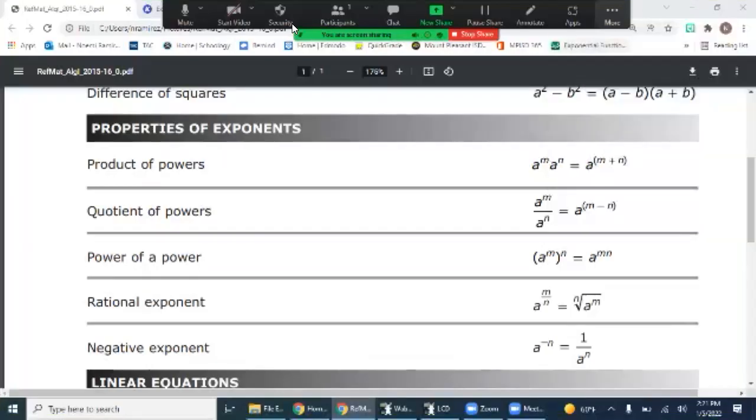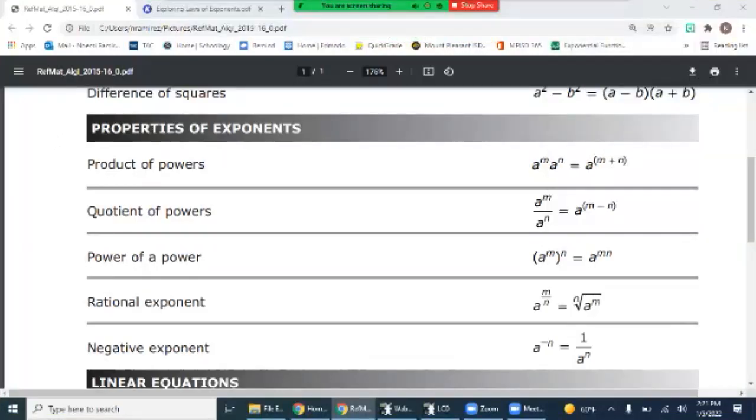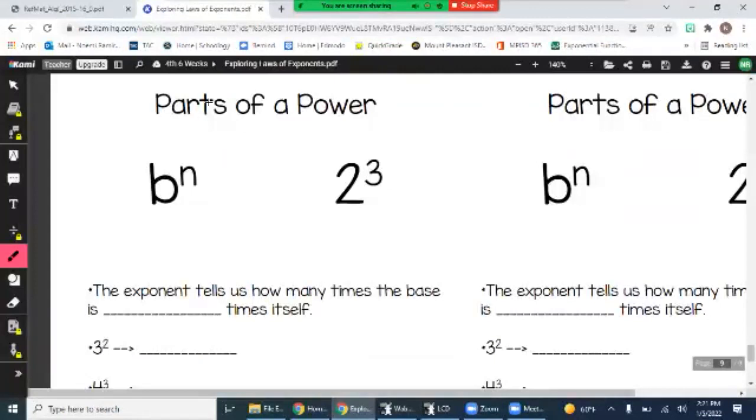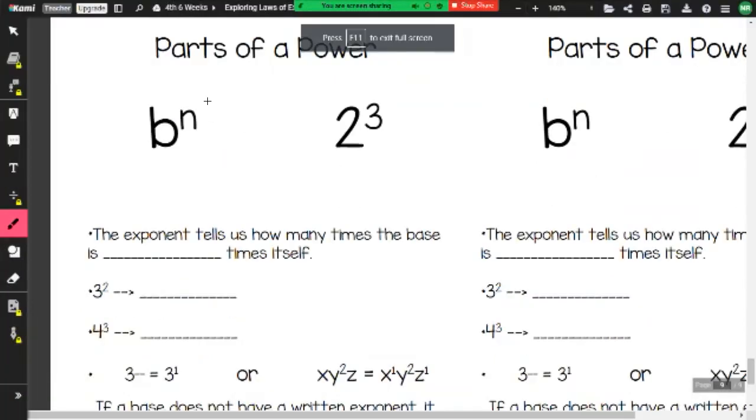So we have 7 different rules. One of them is not in the formula chart. You'll see which one it is later, but today we're going to start with product of powers. Okay, we're going to start with product of powers, but before we start that, you actually need to know the parts of it.